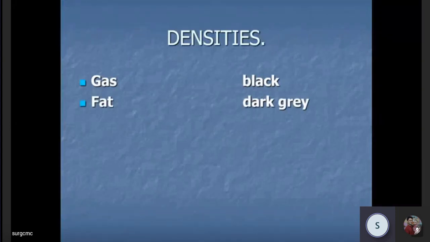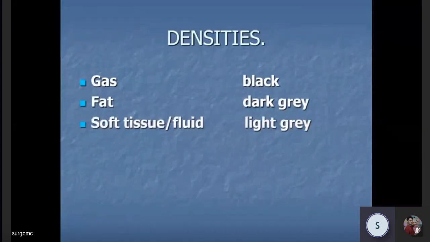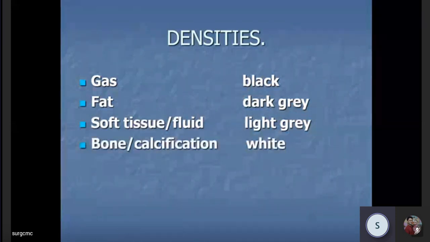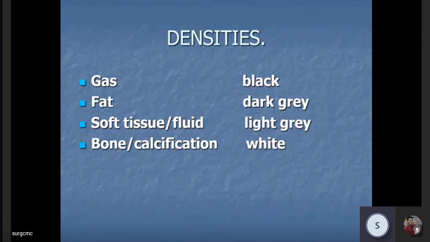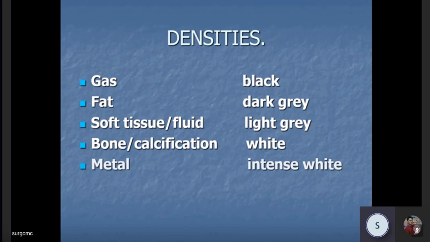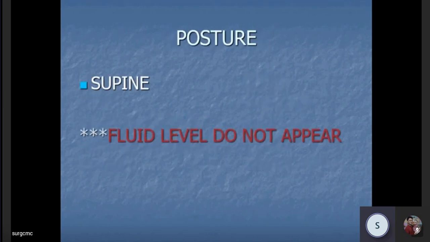Now, in X-ray what do we see? We see different grades of black and white actually. The gas is black, fat is grey, dark grey, soft tissue and fluids are light grey, and bones and calcifications, if at all present, are white. In orthopedics, of course, the bones are always white. And metal, if the patient has any metal implants or anything like a pacemaker, comes as intense white.